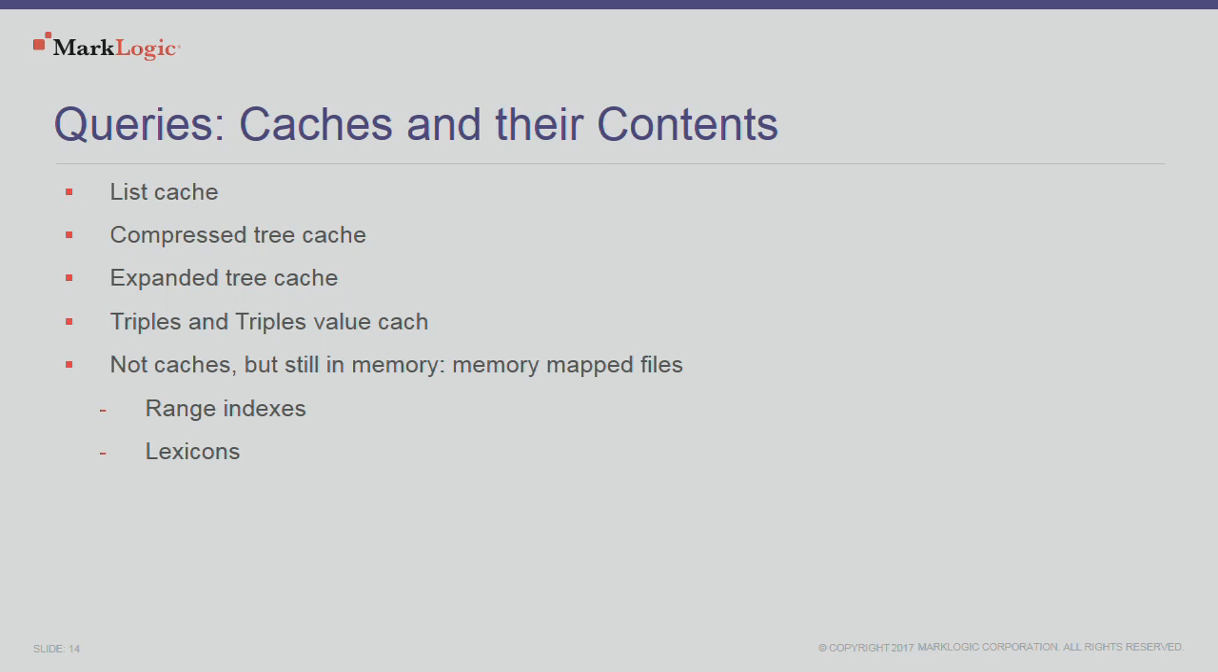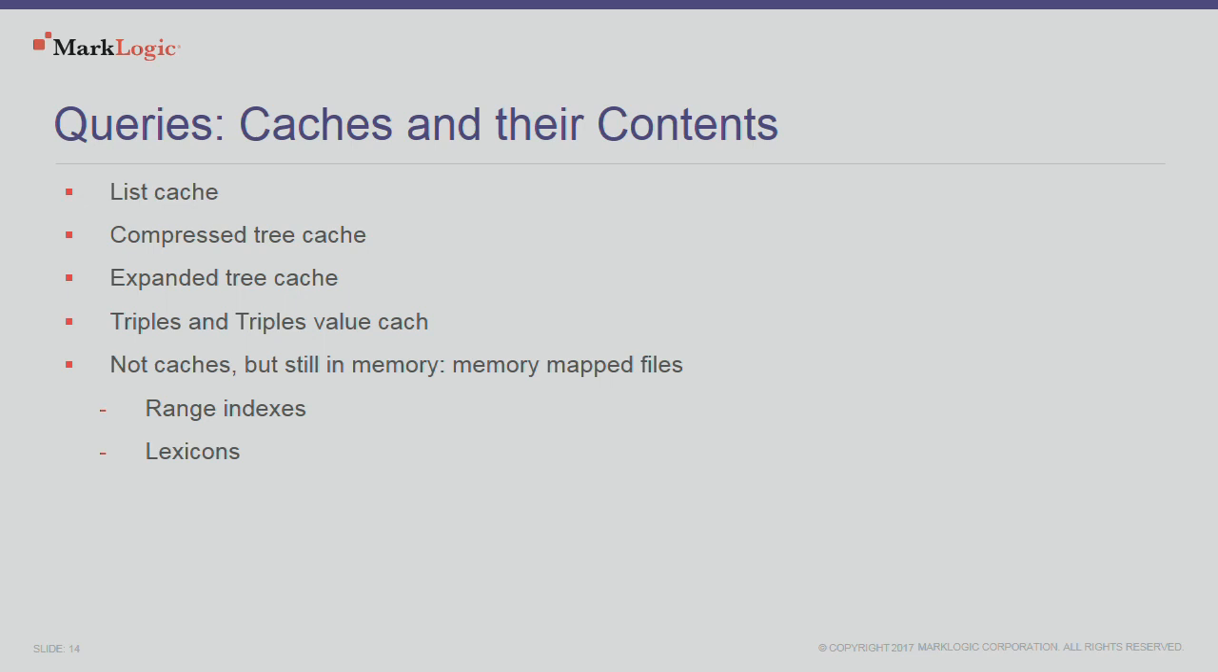We have a number of different caches. There's the list cache, and some of you may be familiar with these various caches based on different error messages that you've seen from time to time, with these caches filling up or not being able to insert content into these caches. The list cache is your term list. The compressed tree cache is our compressed, in Mary's talk, it was the microfiche. It was like the very compressed version of documents.